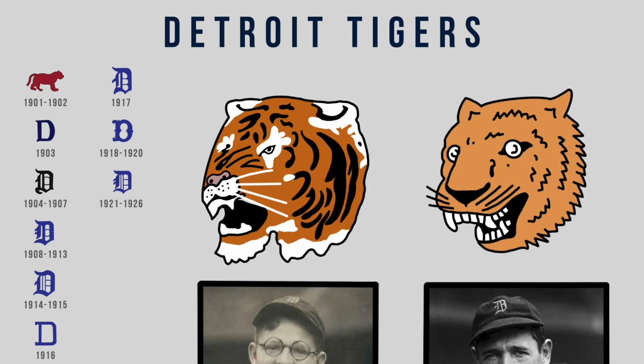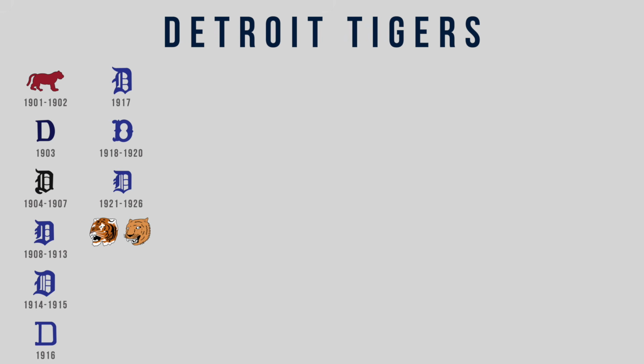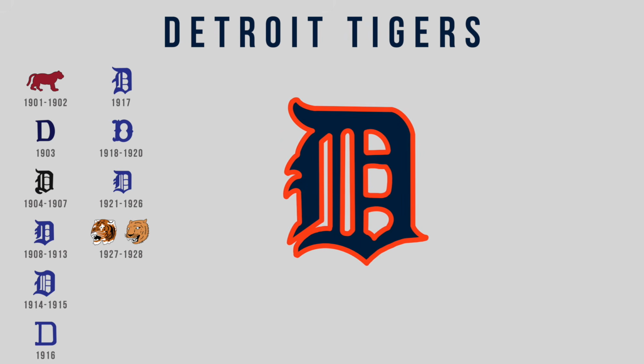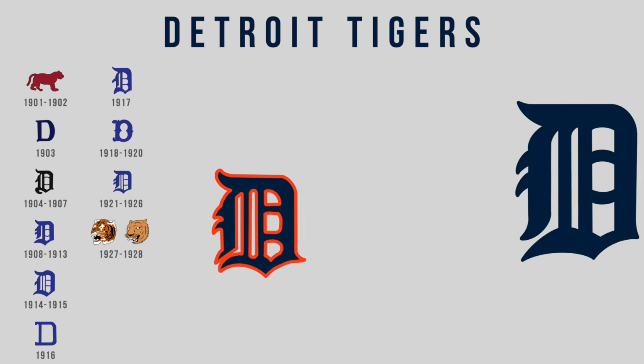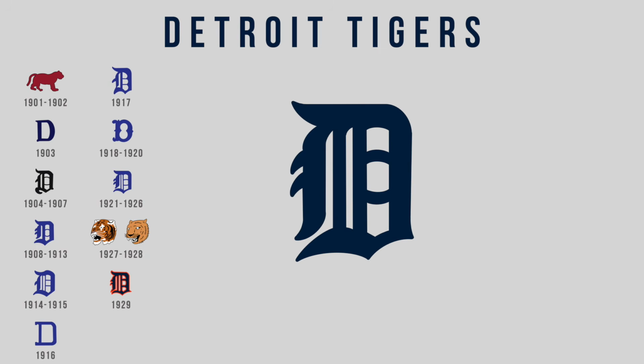The cartoon tiger head moved to the back of the uniforms during the 1928 season. In 1929, the team went back to the Old English style D logo. This one probably looking more familiar to Tiger fans. This version of the D logo was outlined in orange. The orange outline was dropped the next year in 1930.